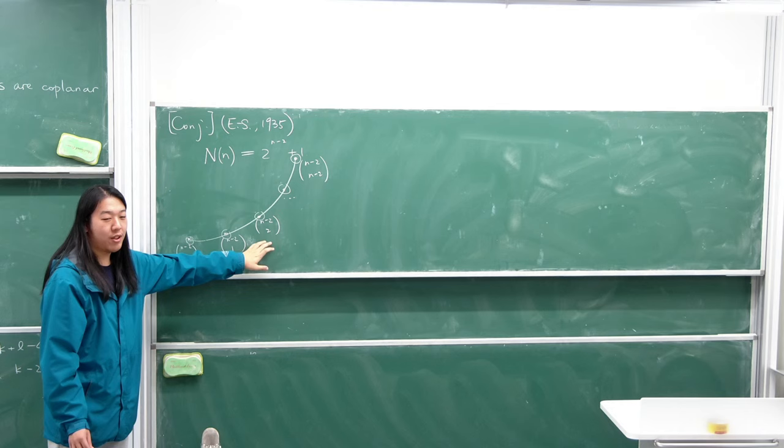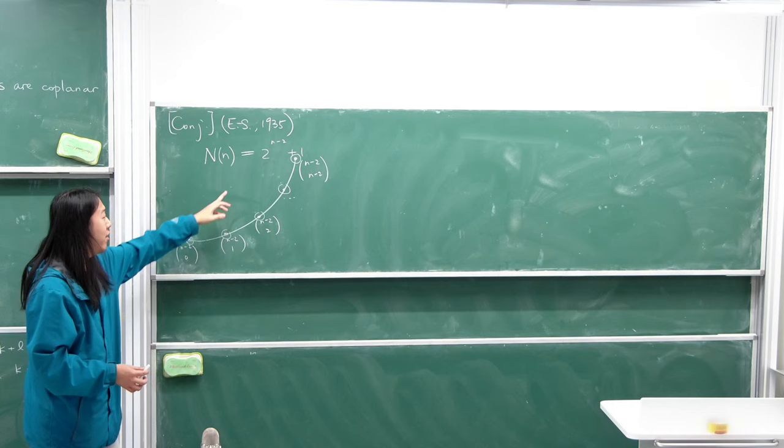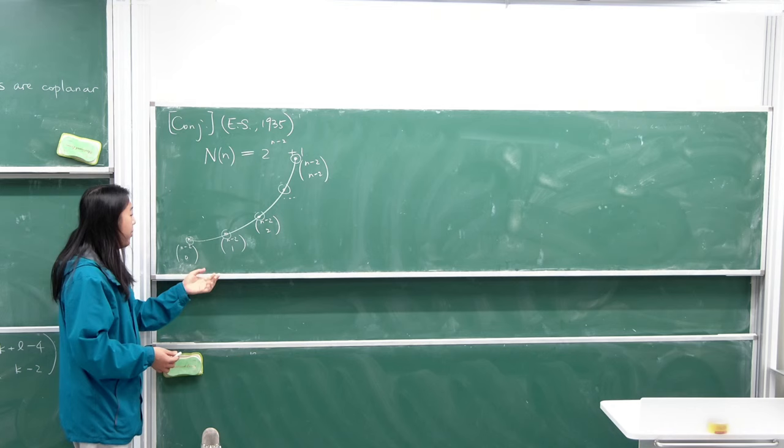Because the same thing you want to ask is, can I add a point here such that this is still n-gon avoiding? If that's true, then the conjecture is immediately defeated, disproved.